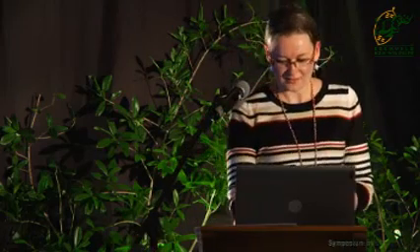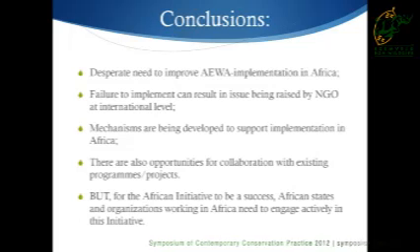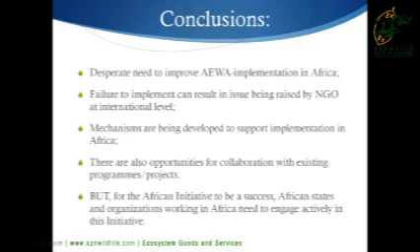Okay, so I think that I've used up all of my time, so just a few brief conclusions. What I've tried to show is that there is a desperate need to improve implementation of this agreement in Africa. As I've just discussed, if there are significant failures to implement the agreement, there are processes for NGOs to raise these issues at the international level. There are also mechanisms being developed to support countries and African countries in particular in improving implementation.